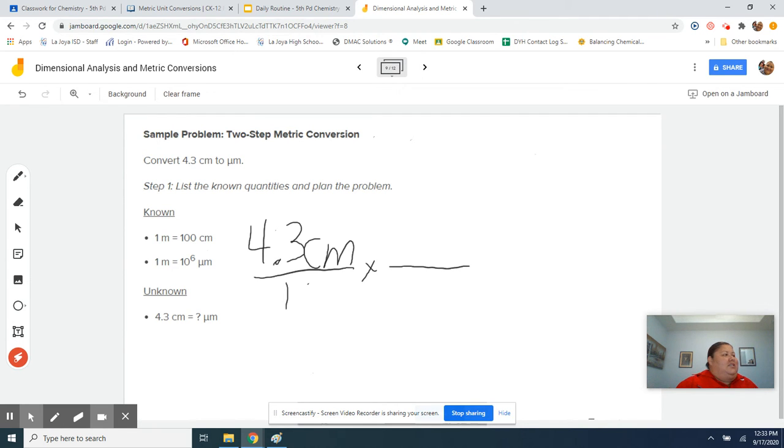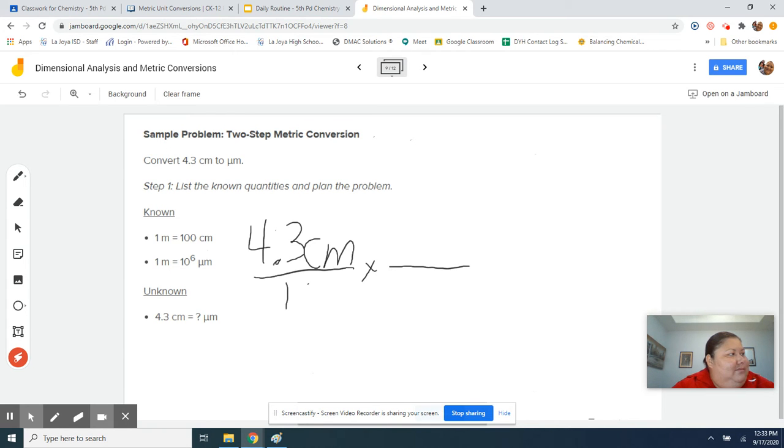So Mario, Oscar, and Christian, let's look at this first step. And don't worry, Christian, I'm going to help you. Look at this. We have centimeters. How do I cancel centimeters? Am I going to put it on top or am I going to put it on bottom? What's the rule? Oscar, Mario, and Christian, what do you think?